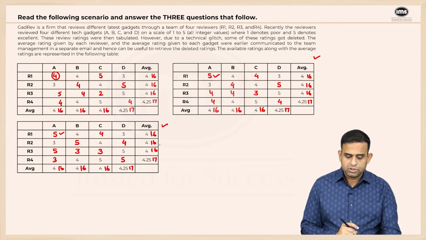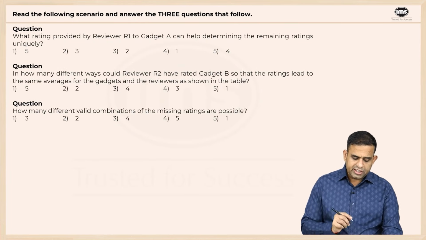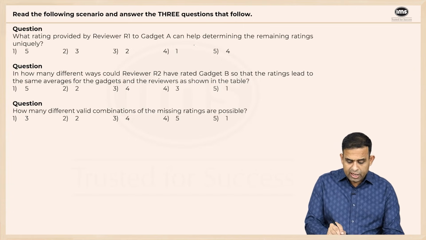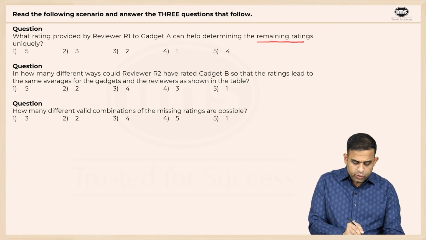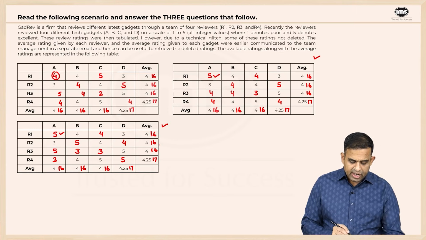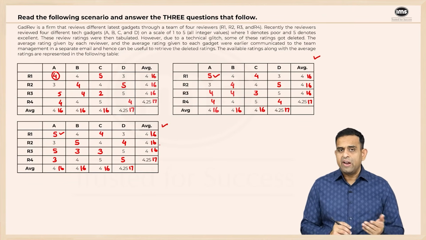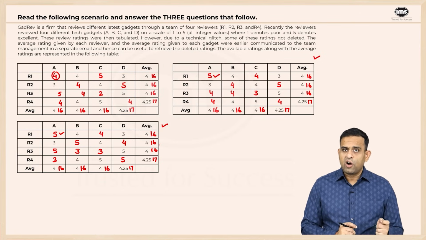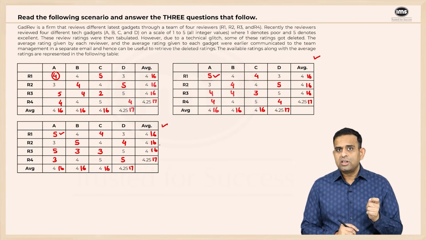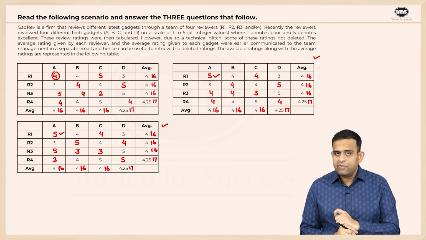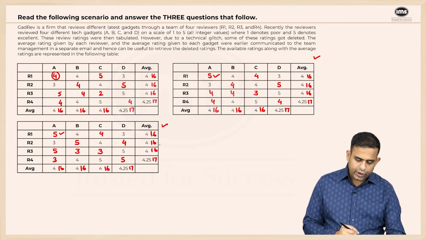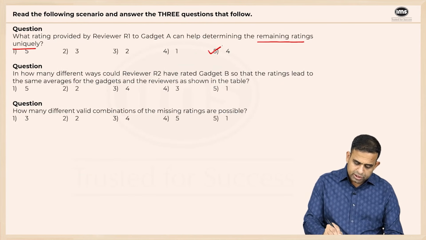We have got a total of 3 possibilities. The first question says, what rating given by reviewer 1 to gadget A can help determine the remaining ratings uniquely? So we have seen that R1 can give a rating of 4 or 5 to gadget A. When R1 gave a rating of 4 to gadget A, we found only one case. Whenever R1 gave a rating of 5 to gadget A, we have got 2 cases. Hence, if you look over here, my required answer must be option number 5.